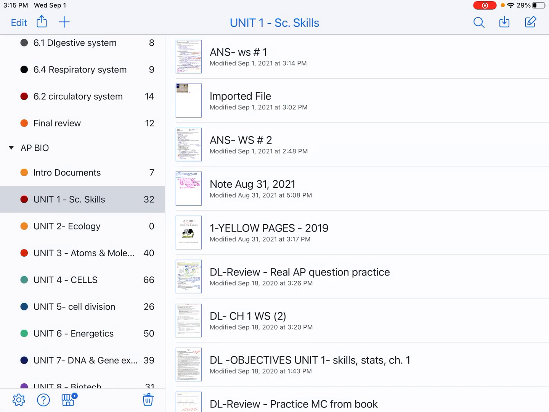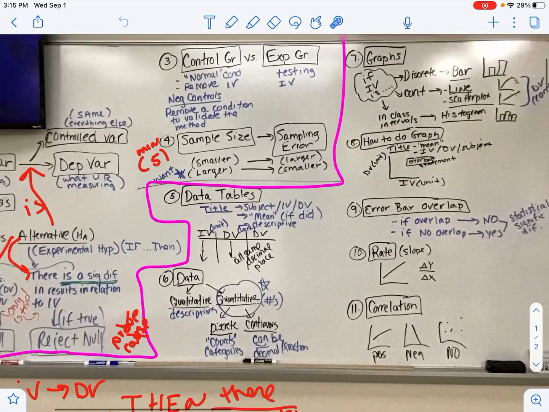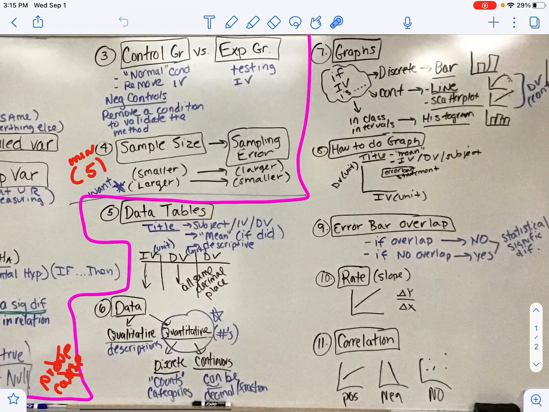Let me go back to my picture from the board. Okay, so worksheet number 2 was about these last few things here. I'll just kind of point it out. So data tables, it's really important that your title has the subject, the independent, and the dependent variable in it. And the word mean, if you did the mean. So if the data table is, you took the average or the mean of a group of data, if that's what you're showing me in the table, you have to say that in the title.